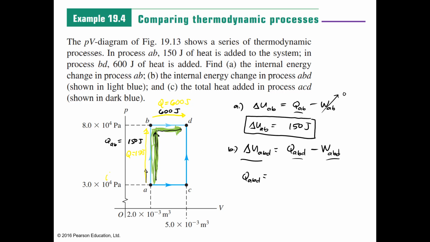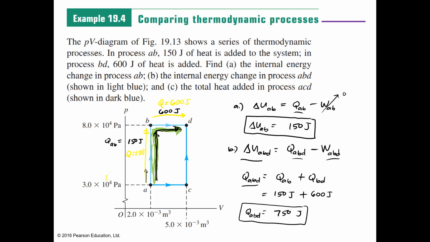QABD is just the heat added from the process AB plus the heat added from the process BD. Okay? So this is equal to, this is given, 150 joules plus QBD of 600 joules of energy. So QABD is equal to 750 joules of energy.